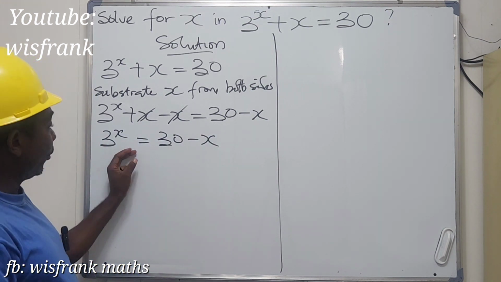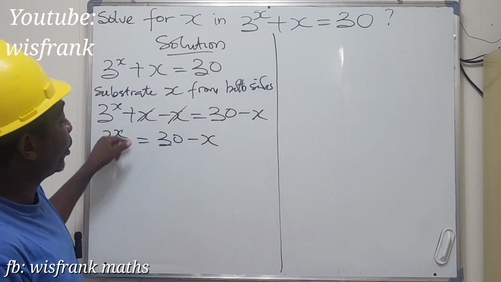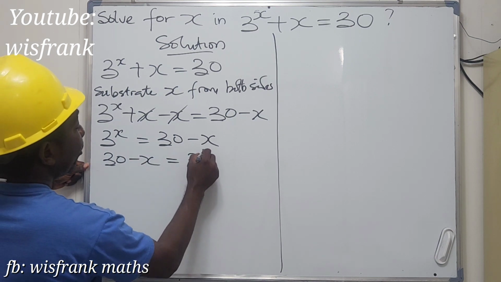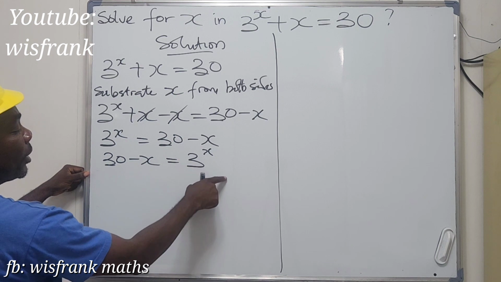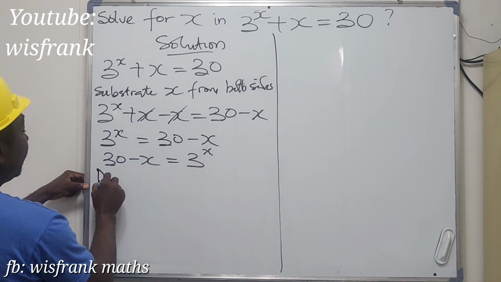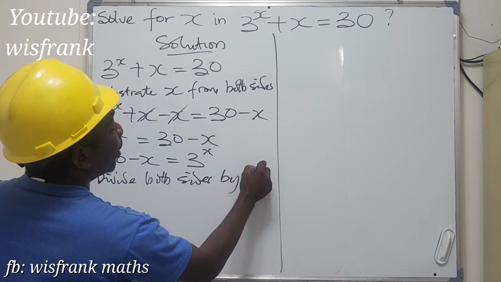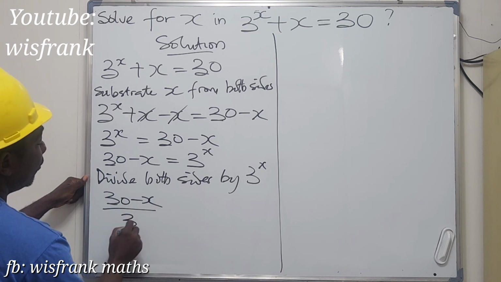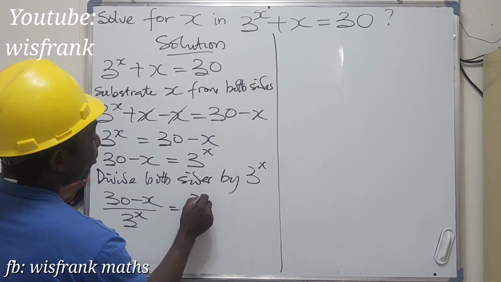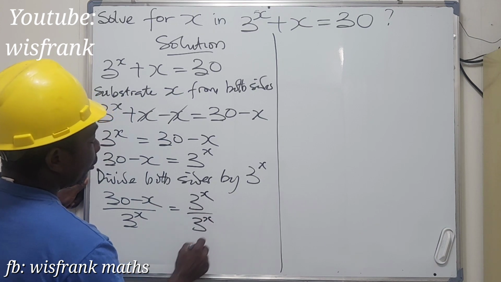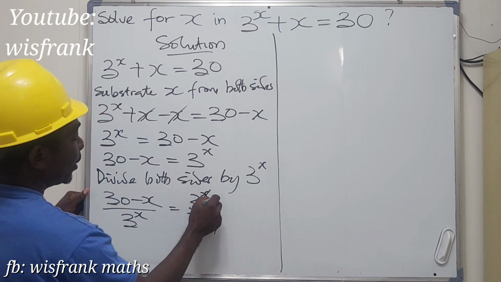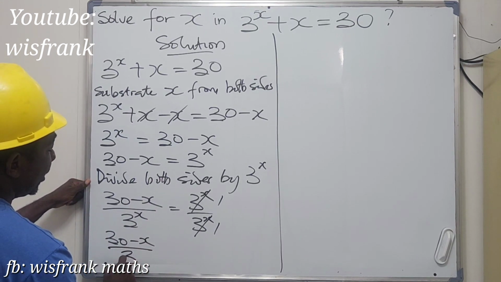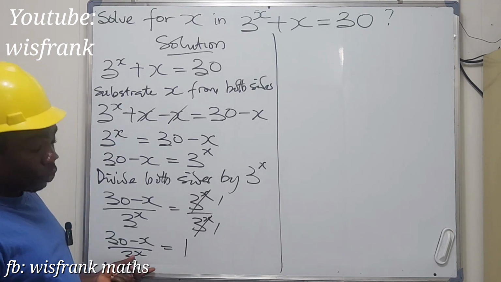In this case, we can rearrange this. Let's move this to the other side and this to the other side. So this will become 30 minus x equals 3 to the power of x. We will divide both sides by 3 to the power of x. So this will become 30 minus x all over 3 to the power of x equals 3 to the power of x all over 3 to the power of x. This will cancel here to 1 and this will cancel here to 1. So now we are left with 30 minus x all over 3 to the power of x equals 1. This is what we have.